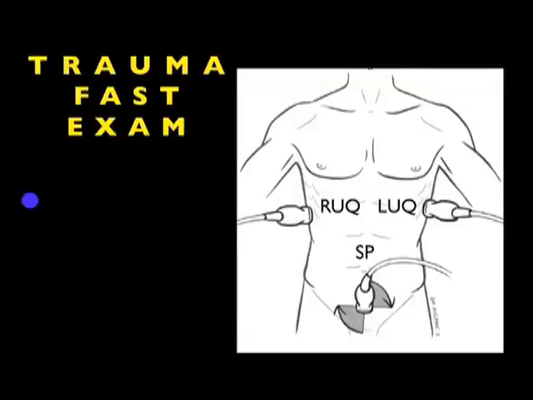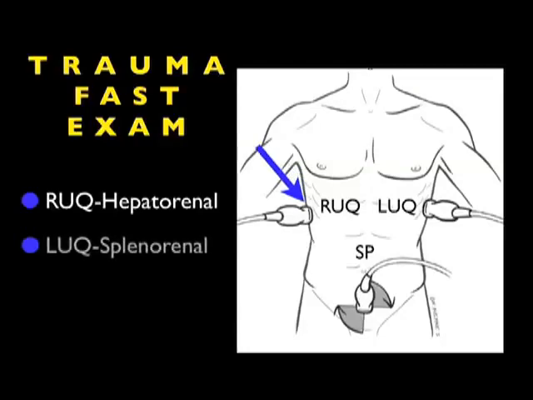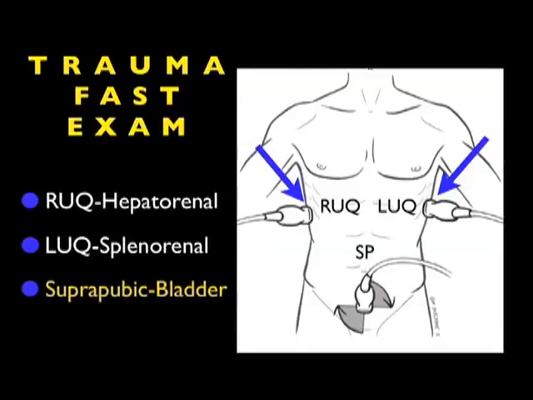In this Soundbites module, we'll continue our journey looking at the trauma FAST exam. I hope you've had a chance to join me prior for modules looking at the right upper quadrant and left upper quadrant views of the trauma FAST exam. In this module, we'll specifically look at the suprapubic view, also known as the bladder or pelvic view of the trauma FAST exam.